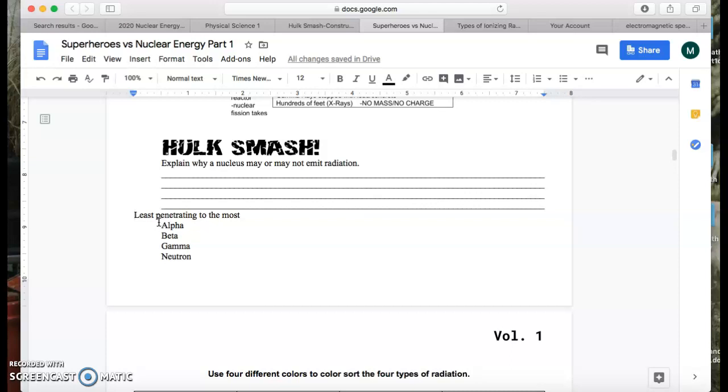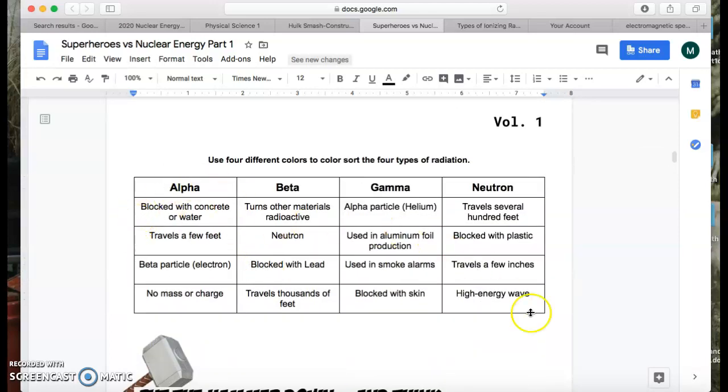So if you want to include that, that's also going to be in the notes that I'm going to post for you guys to check your tip chart and so forth. For your sorts, I will post the answer to this. I know it can be hard on dark paper, but I'm just going to use the key like alpha, beta, gamma, neutron for you to check your work.